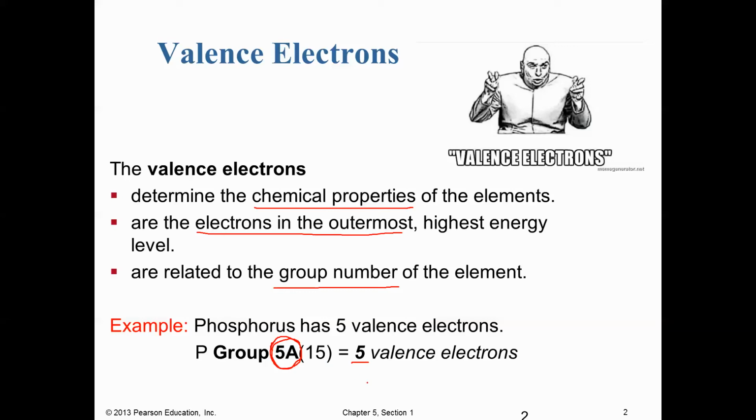So group 5A has 5 valence electrons. Group 2A has 2 valence electrons. Group 6A has 6 valence electrons, and so on. And you guys are wicked smart, so I'm sure you're already seeing the trend there. The group number just matches the valence electron number.